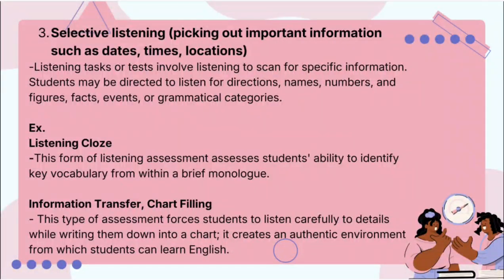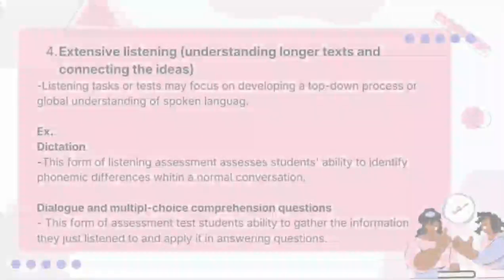Selective listening. When we say selective listening, it focuses on picking out specific important details such as dates, times, places, names, numbers, and facts. These listening tasks require students to scan what they hear to identify needed information like directions, figures, or events. Listening cloze assesses students' ability to recognize key vocabulary from a short spoken text, while information transfer or chart filling checks how well they listen to details and accurately record them.